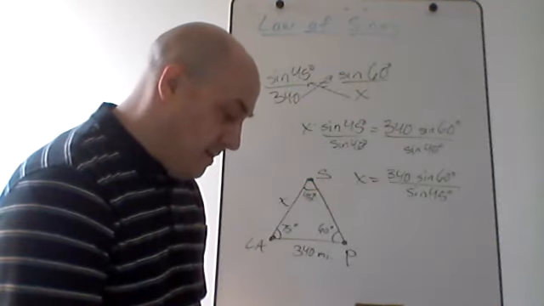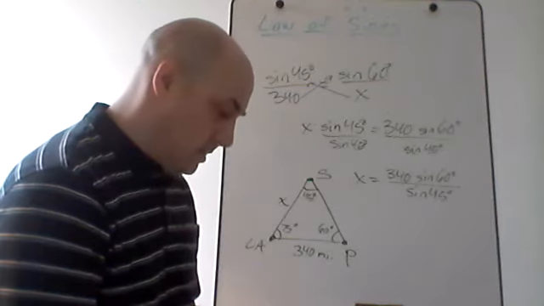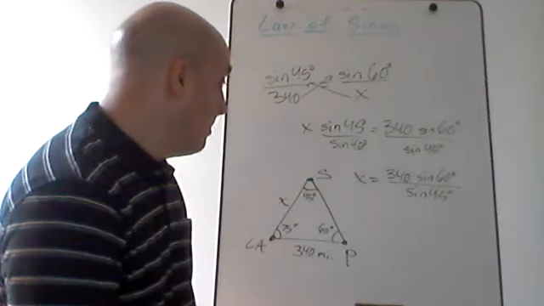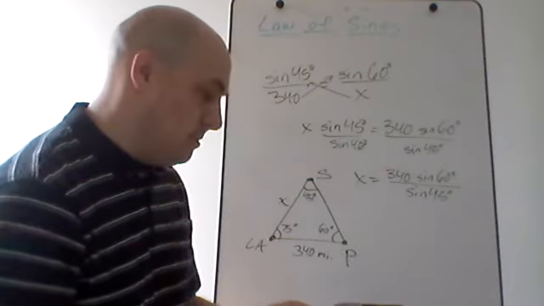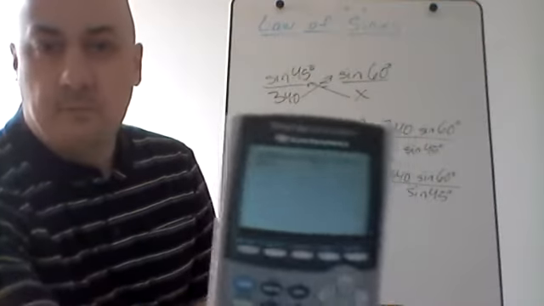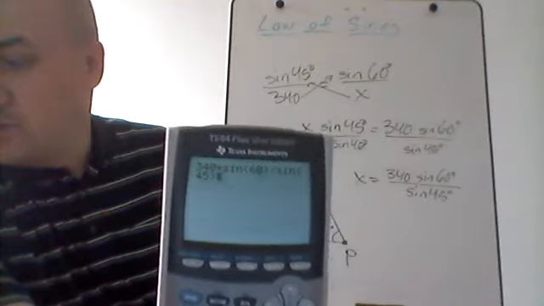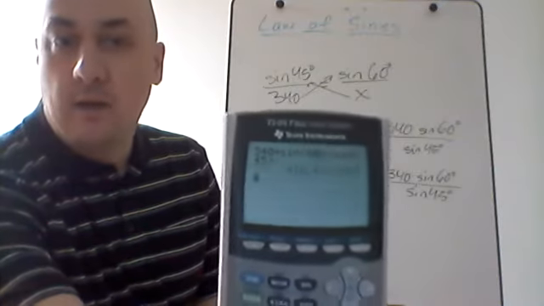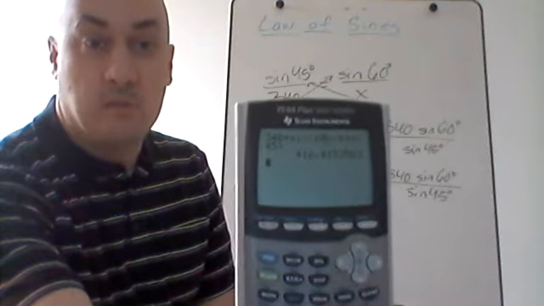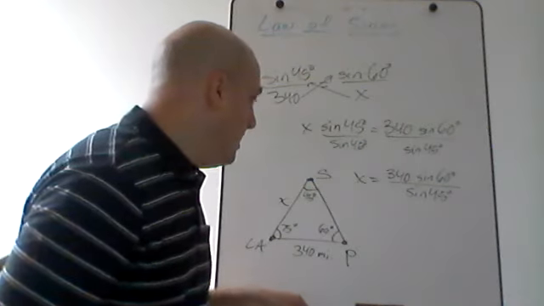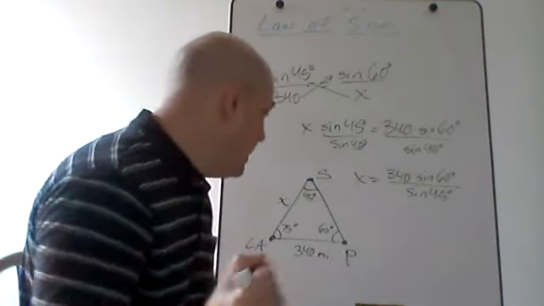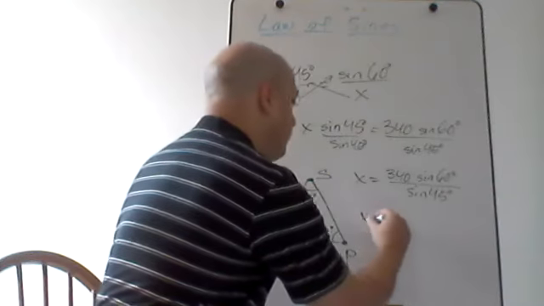So then I just type it in, 340 times sine of 60 degrees, close the parentheses, divided by the sine of 45, close the parentheses again. That's how I type it all in. Just make sure you're closing the parentheses after you put in those numbers for the angles, and then we get 416.4. So let's say that x is about 416 miles.